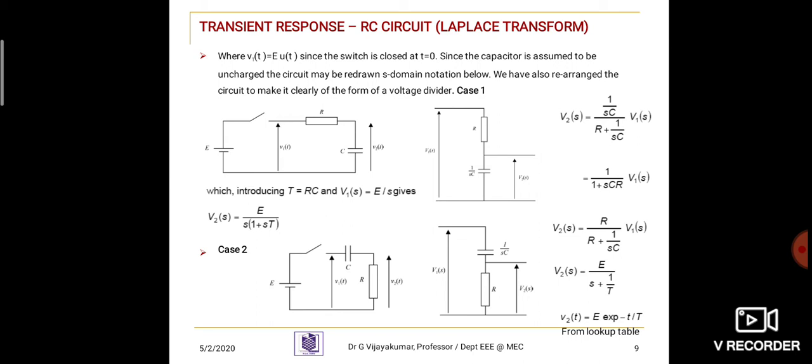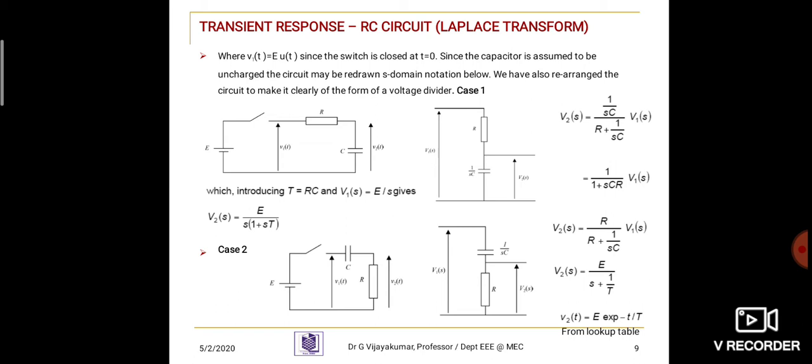We have also rearranged the circuit to make it clearly of the form of a voltage divider. Here you need to use the voltage dividing equation, which we studied in the first unit. To find a particular element voltage, suppose we need to find V2, that is equal to V into a particular resistor divided by the total resistance, which we are already aware of.